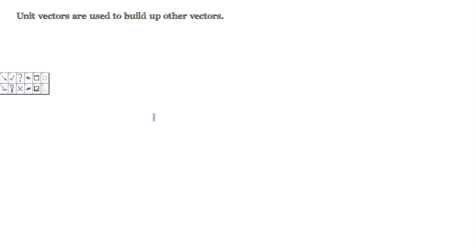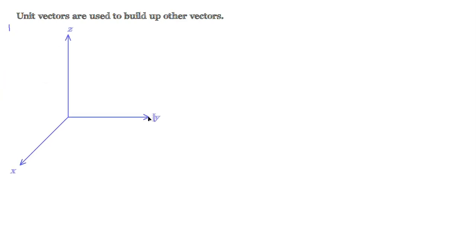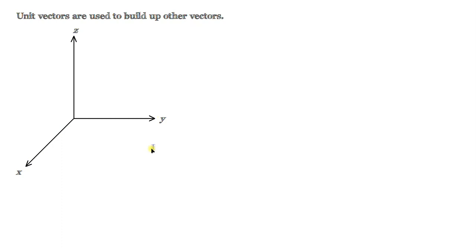Let's move on here. So another thing that we can cover is the following then, friends. Unit vectors are used to build up other vectors. Let me set a copy of our coordinate system again. Here we are, that's our coordinate system. And where are unit vectors found in the coordinate system? They run along each of the directional axes, along the x and y and z axes.